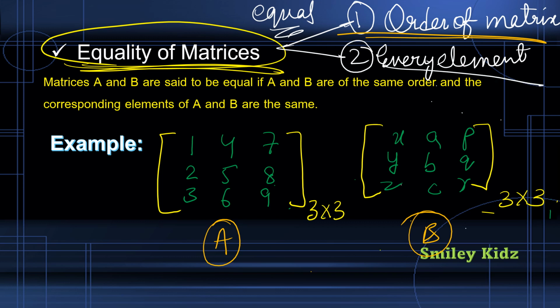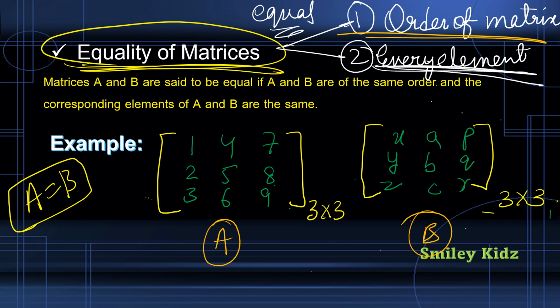Now, if I talk about the second condition, every element must be equal. Now, the question arises in this manner. The examiner will give that A and B matrices are equal. That means it satisfies the equality of matrices. Then what are X, Y, Z, A, B, C, P, Q, R? You're going to find out these variables. Well, you know that every element of the equality of matrices must be equal. Then X, Y, Z will be 1, 2, 3. Isn't it? A, B, C will be 4, 5, 6. And P, Q, R will be 7, 8, 9.